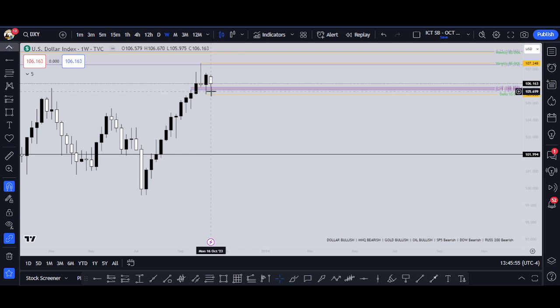So here on the dollar, we can see that this previous week it swept October 2nd's low and closed above it. So my bias is bullish. We tapped the FVG, internal liquidity, so we'll be shooting for external liquidity. We have not reached that yet. Still looking for that.